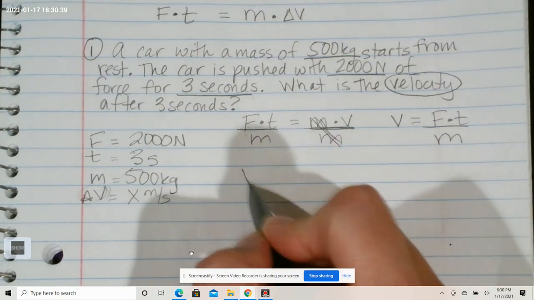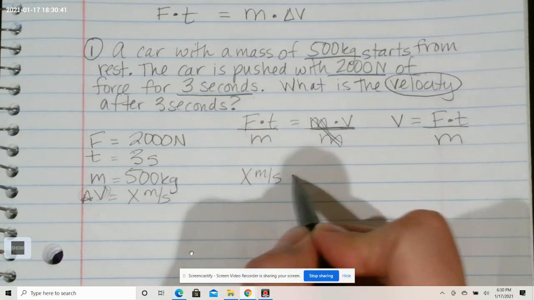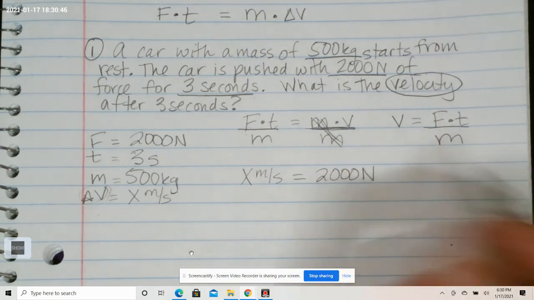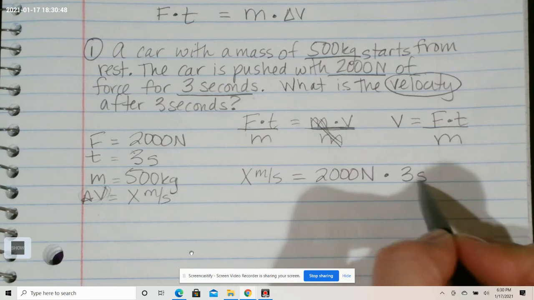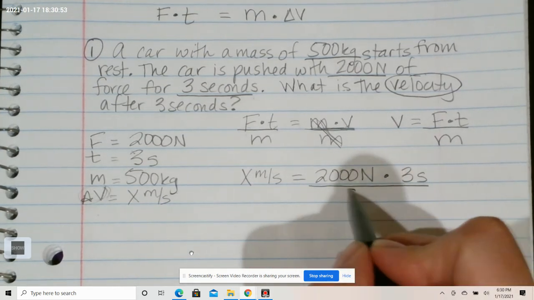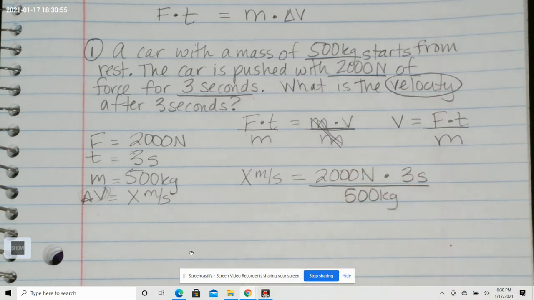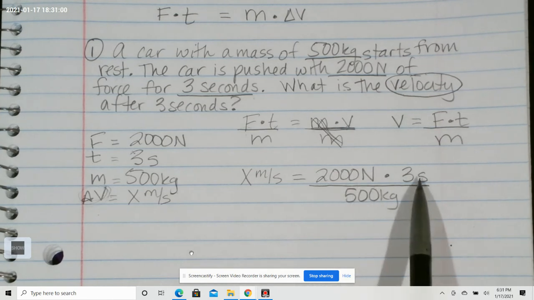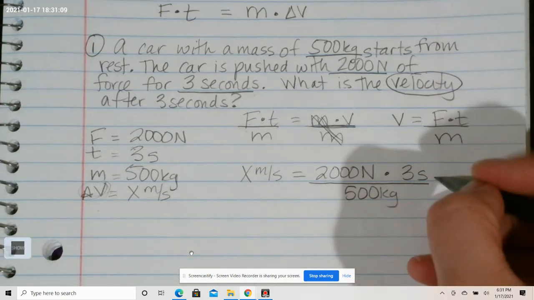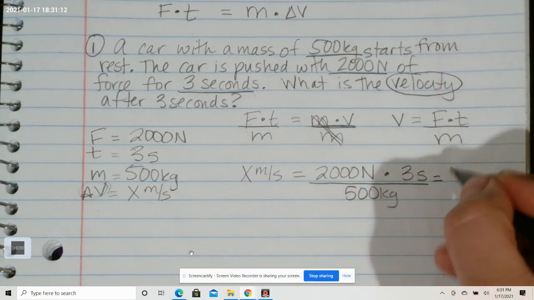So now I'm going to plug the numbers into this equation. My velocity is x meters per second. That's what I'm looking for. My force is 2,000 newtons, multiplied by my time of 3 seconds. So I have 2 things on the top that I have to deal with. That's okay, it's not hard. Divided by my 500 kilograms of mass. Remember in math, you have to solve everything on top of a fraction before you do the division part. So I need to solve the top, which is 2,000 times 3. Most of us can do that in our head. 2 times 3 is 6, so it's going to be 6,000.